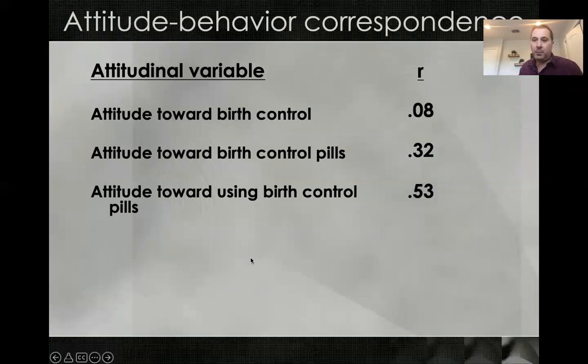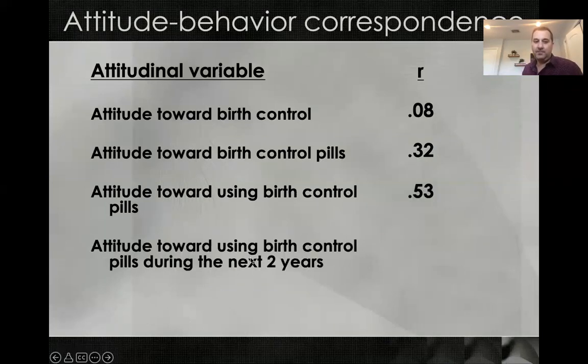And then a fourth group of women were asked the most specific question. What is your attitude towards using birth control pills during the next 2 years? Which is the exact behavior that they're actually measuring. And when you measure the attitude at the same level as the behavior, that's when you get the highest association. Okay, the strongest association. This is when attitudes are really being able to predict behaviors.